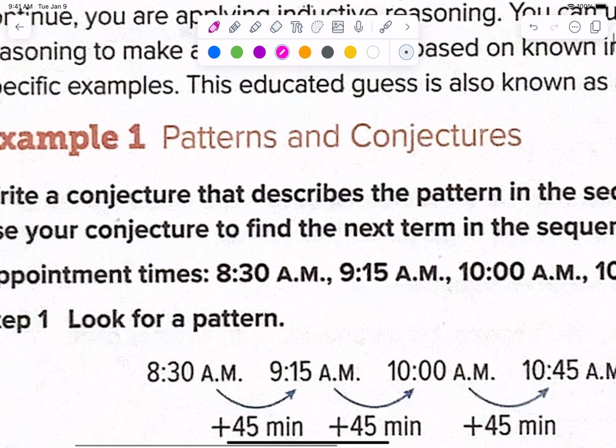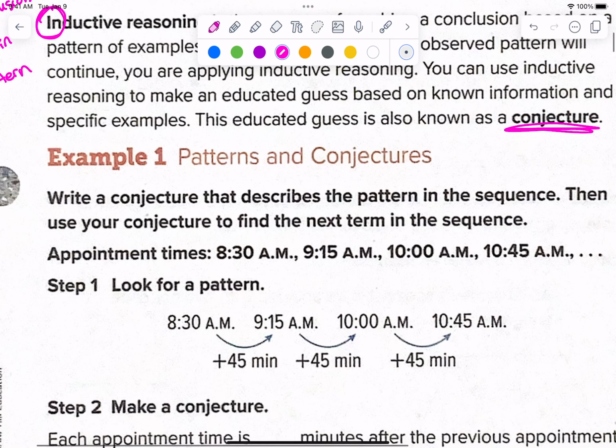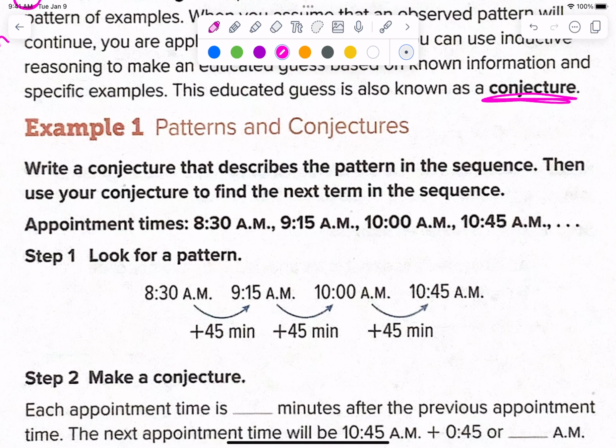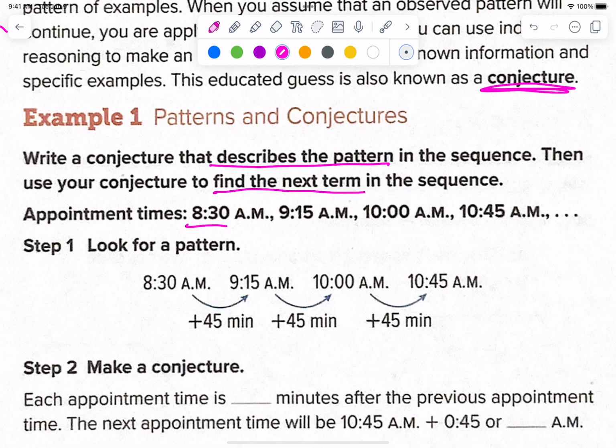Okay, here's your first example for a pattern and conjecture. It says, write a conjecture that describes the pattern. So we're describing the pattern in the sequence. Then find the next term. So two things: coming up with what the pattern is, and then the next term in the pattern. So we have appointment times. They are 8:30, 9:15, 10 o'clock, and 10:45. What's a conjecture about the pattern?